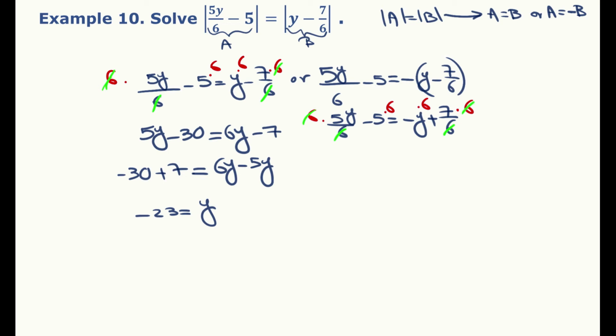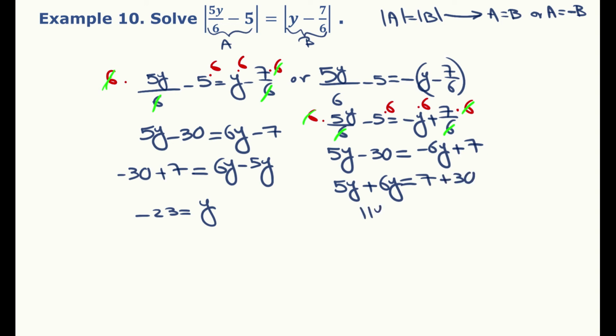All right, so we end up with 5y minus 30 equals negative 6y plus 7. Okay, so let's move the negative 6y to this side, so we get 5y plus 6y. We'll keep the 7 on the right side, move the negative 30 over, it becomes plus 30, so we get 11y equals 37. Divide both sides by 11, we get y equals 37 over 11. Now we will check both of them.